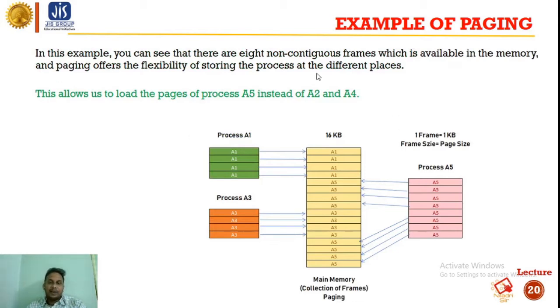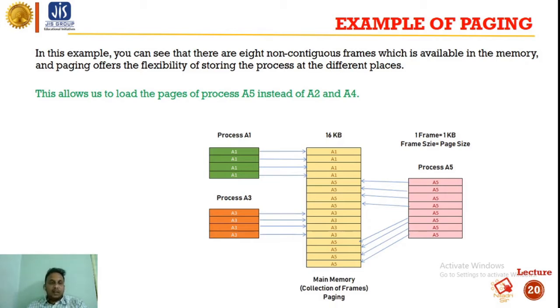In this example, we can see that there are 8 contiguous frames available in the memory, and pages offer the flexibility of storing the processes at different places. As you can see in this example, A1, A2, A3 and A4 or A5. Here A2 and A4 are not present.